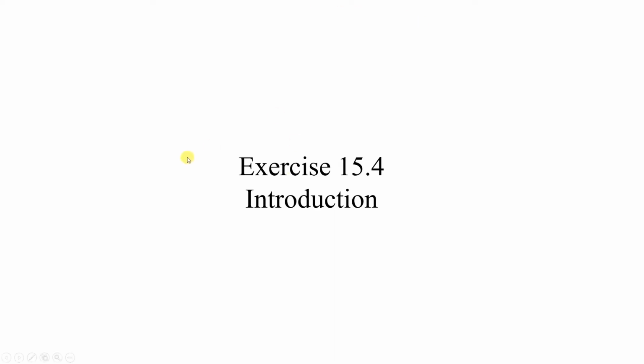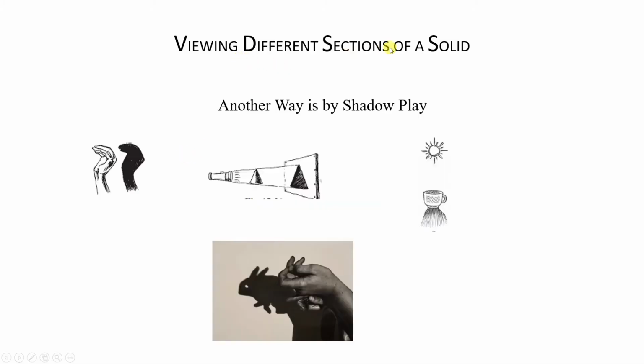As we have learned in the last exercise 15.3 about viewing different sections of a solid, in this we have learned about our first way of viewing different sections of a solid using the slicing method. Now the second way we will learn today is shadow play.